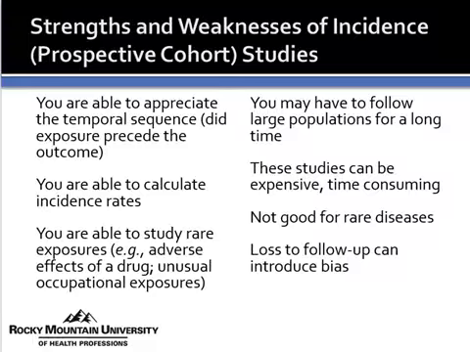So they're challenging. You have to follow large populations for long periods of time. Thus, you need money. You need resources. They're expensive. They may not be good for rare diseases. So what if you are following a population of 50,000, but the incidence is 1 in 100,000? You could follow a large population and not capture any people who develop the disease. Loss to follow-up can introduce bias, but what are the strengths?